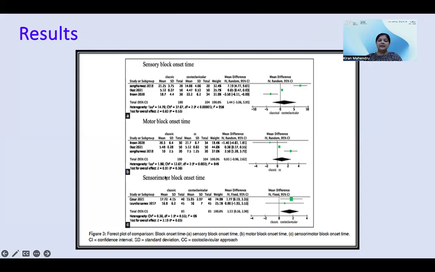In 2 studies, the combined sensory-motor block onset time was studied, and the onset time was significantly less in the costoclavicular group versus the classical group, with a p-value of 0.03.